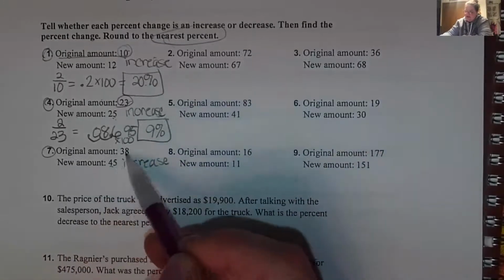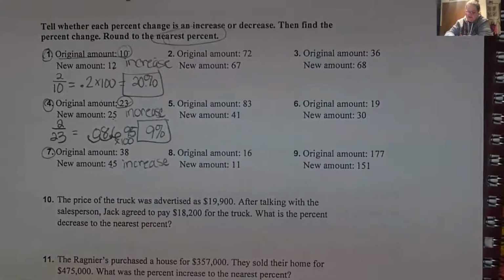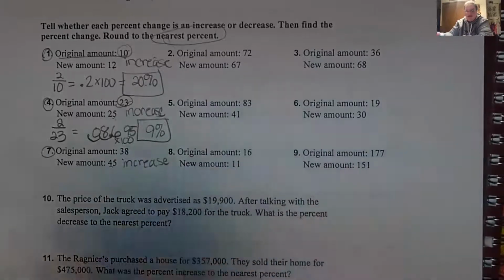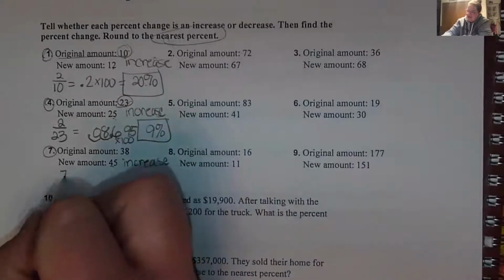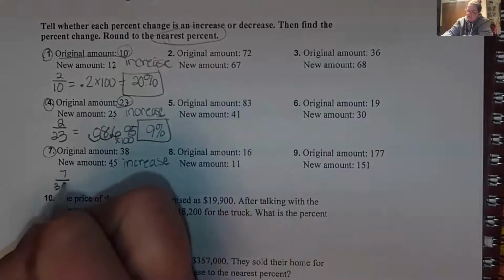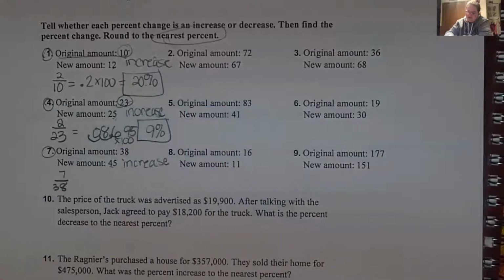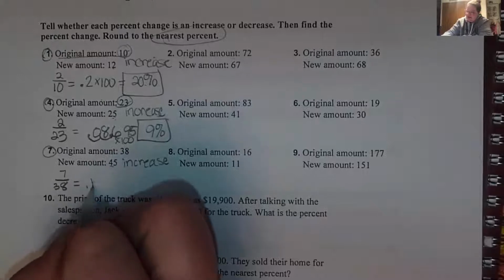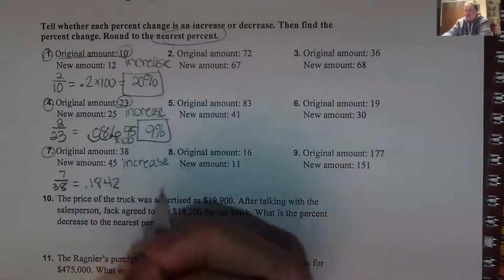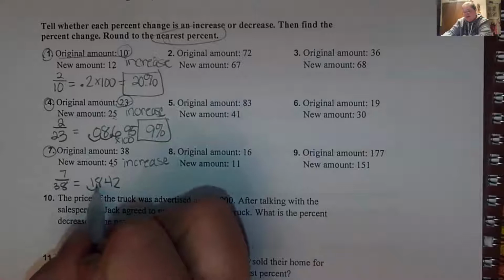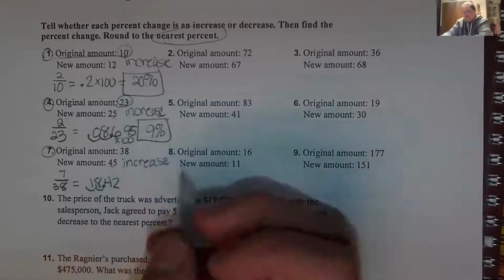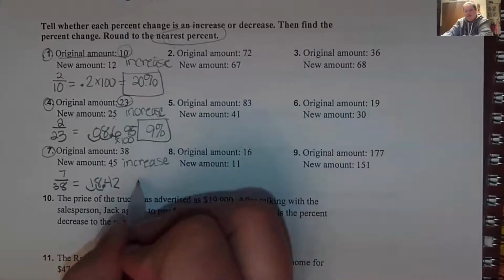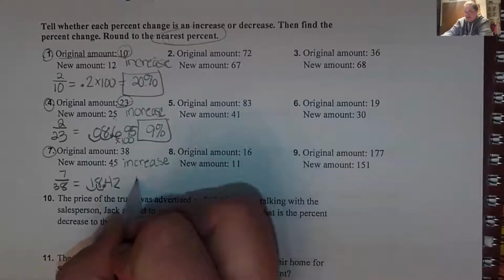Okay, difference between 45 and 38. So whatever 45 minus 38 is, that's 7, over my original, which is 38. So 7 divided by 38, press enter. You get 0.1842, okay? Times it by 100, move it over twice. 18.4, which rounded to the nearest whole percent is 18%.